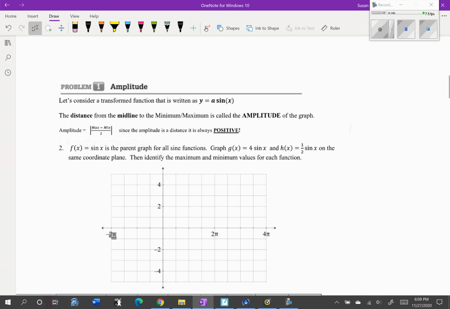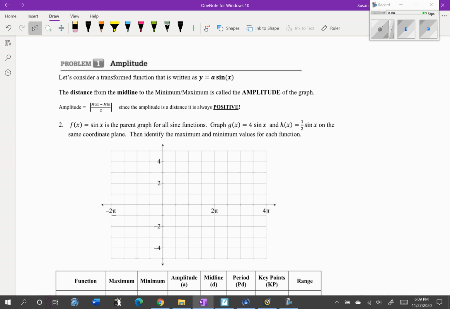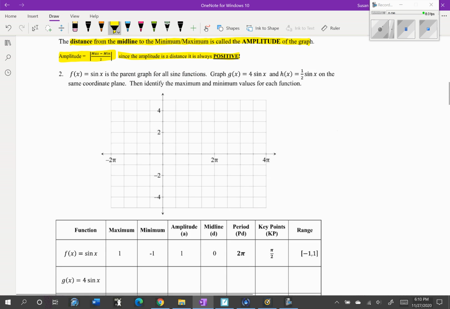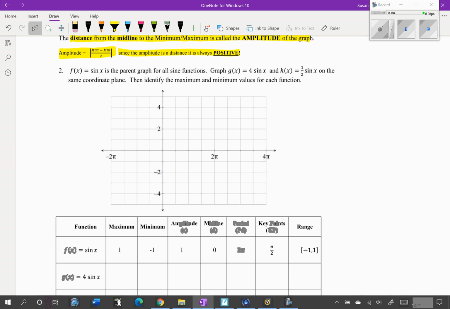So let's go ahead and take a look at the amplitude. So we're going to consider the function y equals a sine of x. The distance from the midline to the maximum or minimum is called the amplitude of the graph. So to find the amplitude, you can do the maximum minus minimum divided by 2. And since it's an amplitude, the distance is always positive. So f of x is equal to sine of x is the parent graph for all of the sine functions.